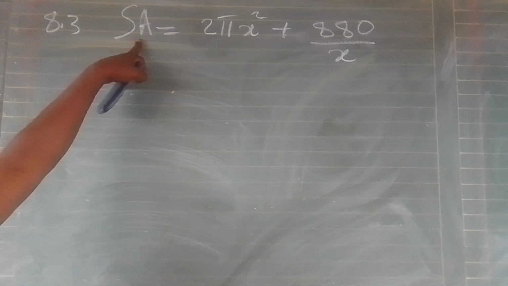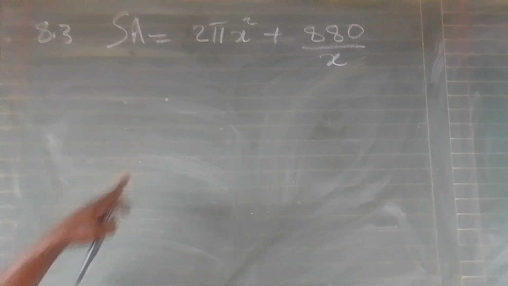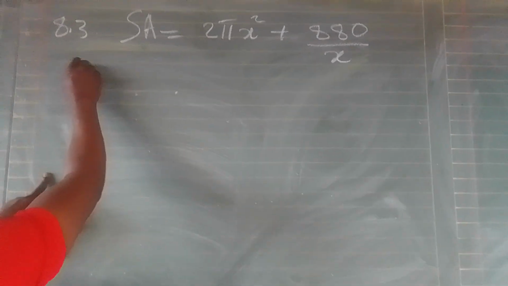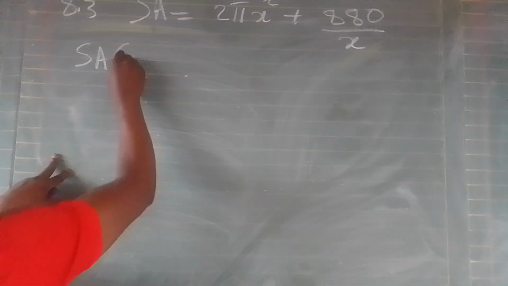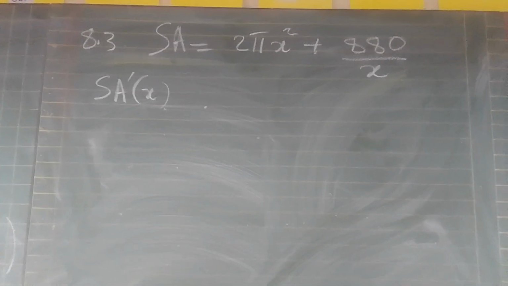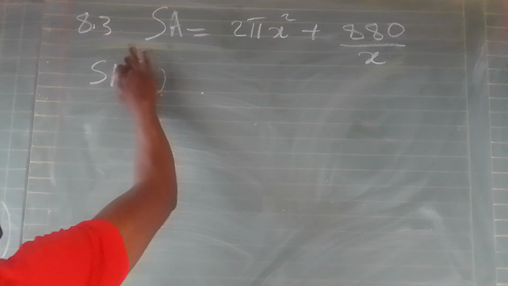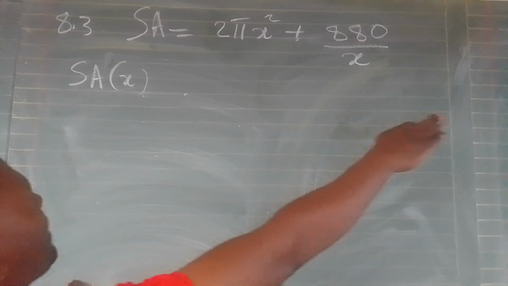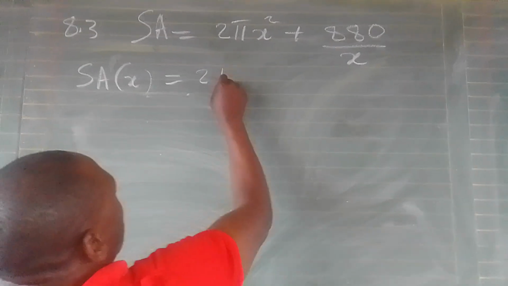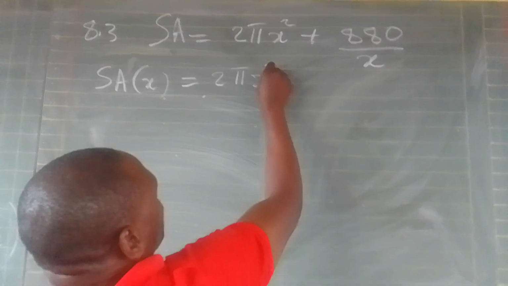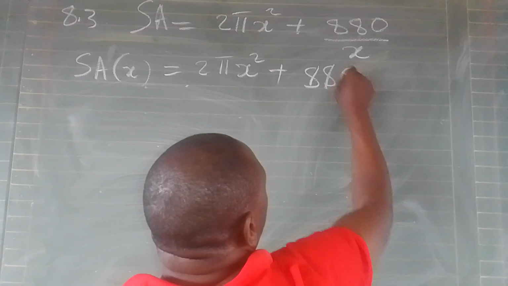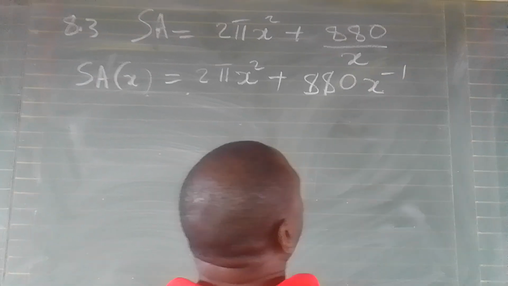Now, this is in terms of what? It is in terms of x. So we are going to say surface area in terms of x. Before we can derive it, let's just rewrite everything in a way that it is understood. It is 2 pi x squared plus 880 x to the power minus 1.